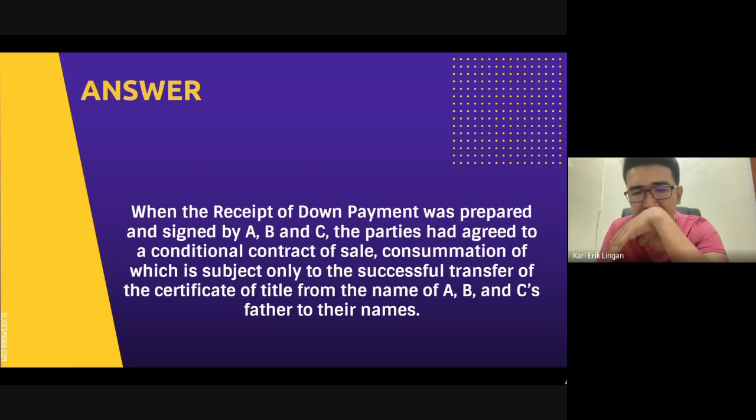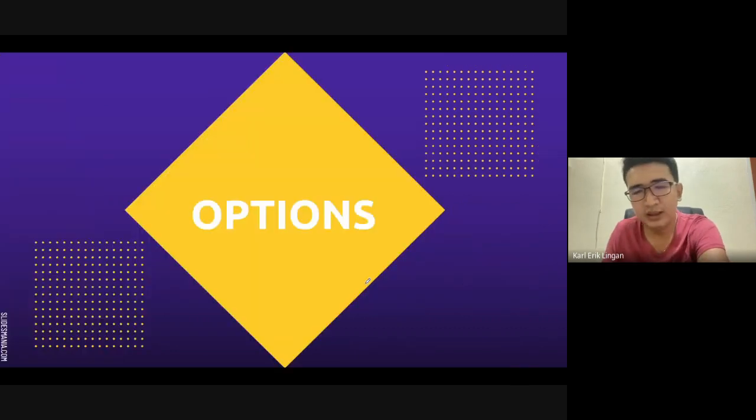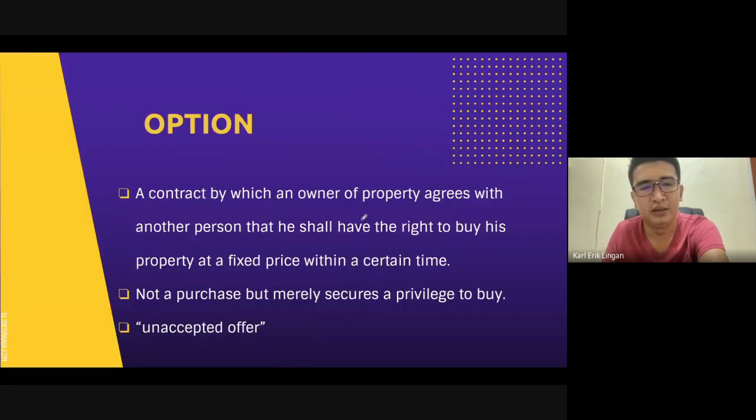When the receipt of down payment was paid to and signed by A, B, and C, the parties had agreed to a conditional contract of sale, which is subject only to the successful transfer of TCT from the name of ABC's father to their names. Okay? Under the option contract, yan.